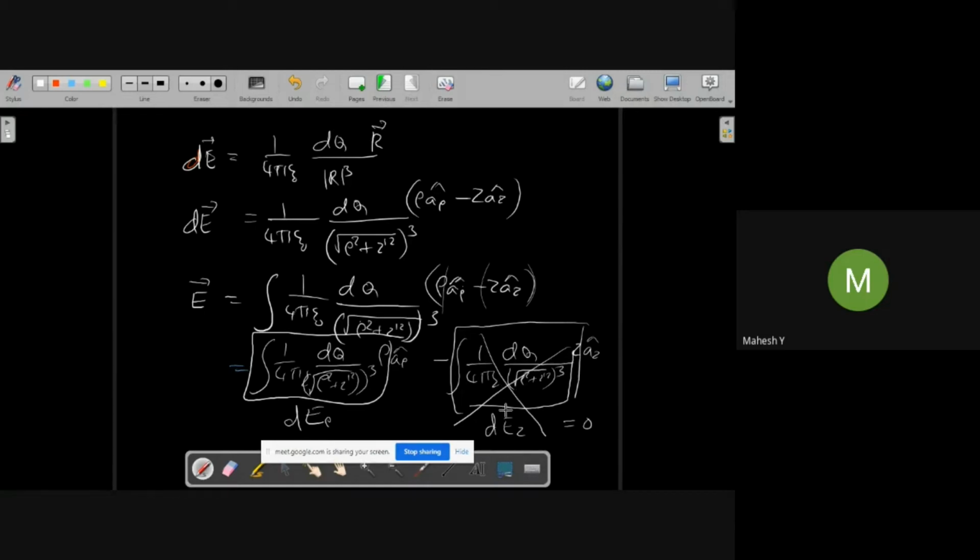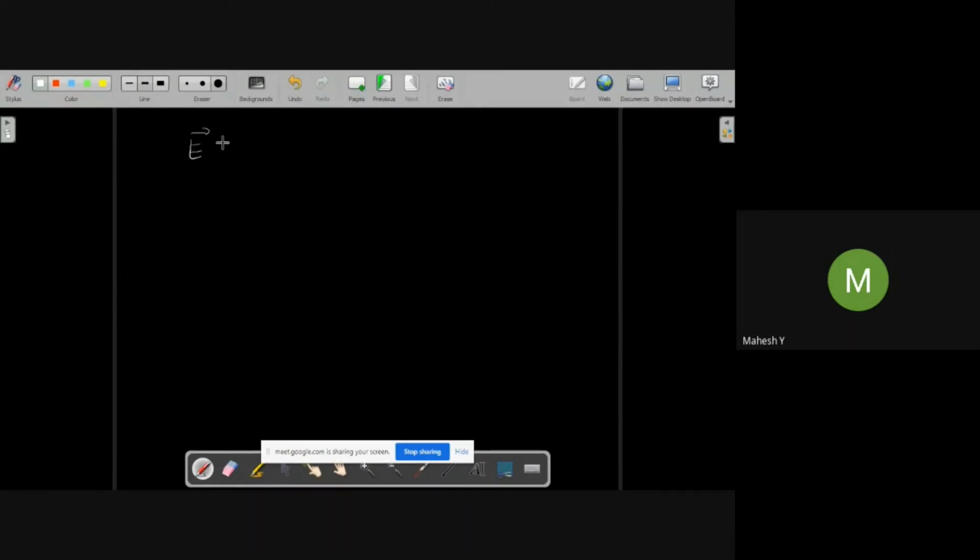Why does this dEz component become 0? We saw in the figure. For each point, there will be an opposing component, so that will cancel each other. Only the rho component will be left. So we got E is equal to the integral of dq by 4 pi epsilon 0 square root of (rho square plus z prime square) cube, rho a rho cap. I think this much is clear for you, right?